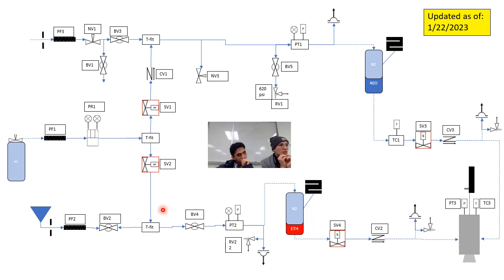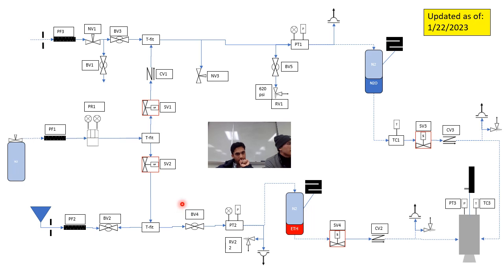Okay, so we've opened all the valves except for SV1 and SV2, because once we open those, we start purging nitrogen. So we want to have a controlled purge. We ensure all those valves are open, including SV3 and SV4, which will require electricity to actuate. So at that point, we do need to power on the system, which is important to note.